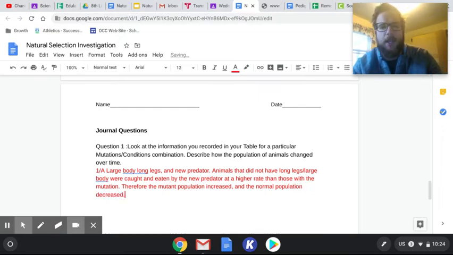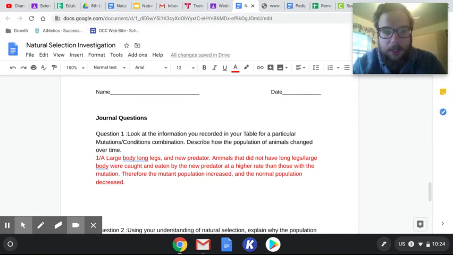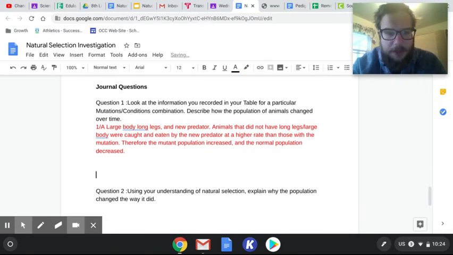Let's check and make sure we answered that kind of fully here. It says, describe how the population of animals changed. Did I talk about populations? I did. So I explained kind of what was happening, and then I said, therefore, the mutant population increased. So I'd say that's question 1. That's a pretty good answer. If you have anything along those lines, you're good. Let's go to question 2 here.